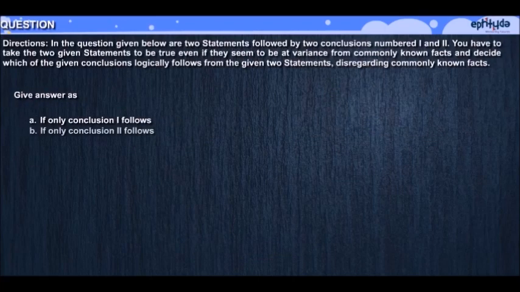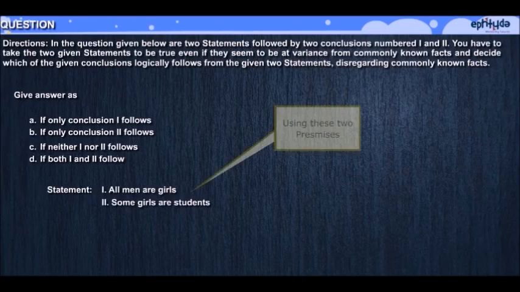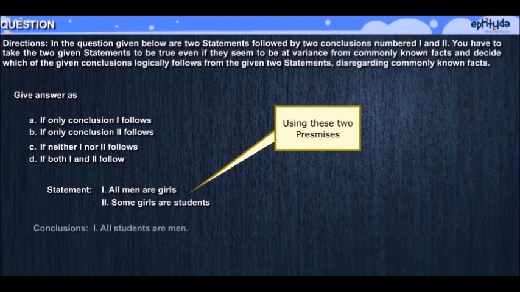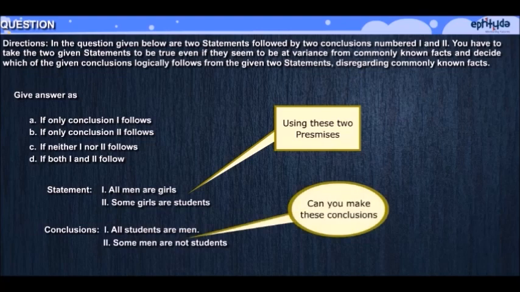This is how a question looks like in this topic. We are given some premises, 2 in this case, followed by a number of conclusions. We have to decide how many conclusions are valid if the statements given to us are facts. If using the 2 statements or premises, we can conclude 1, that is, all students are men, but cannot conclude 2, some men are not students, then we will mark A.